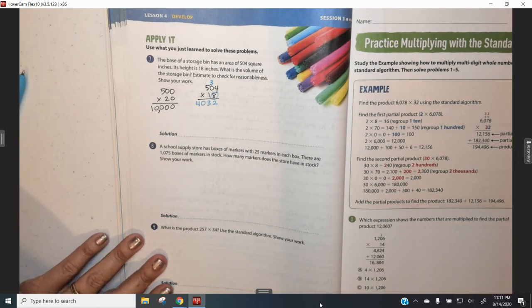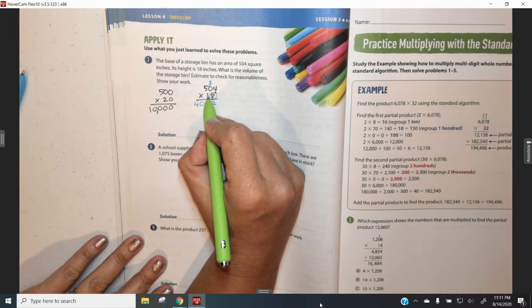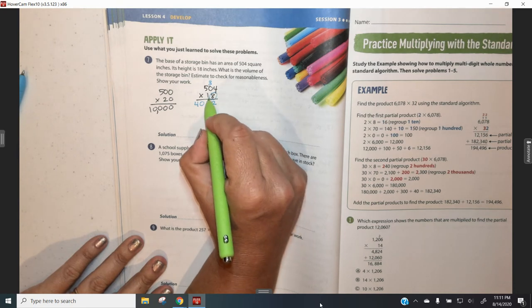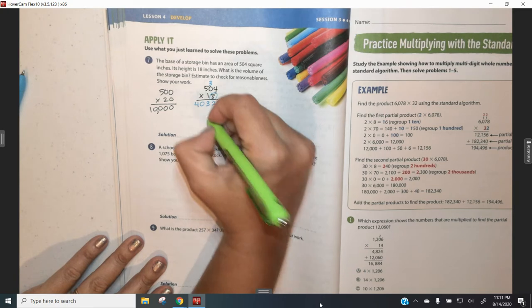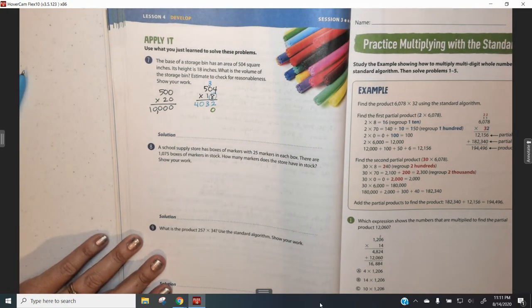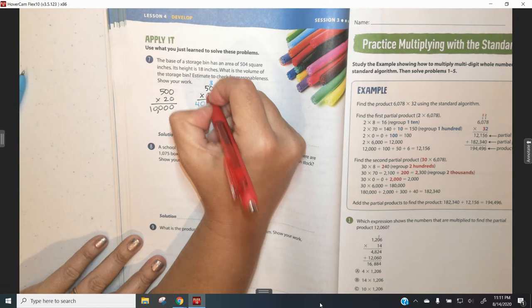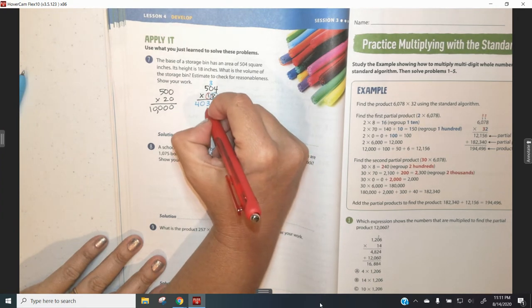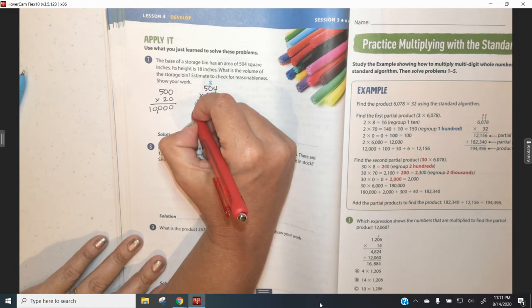Next, we're going to remember to add our placeholder 0 because we're not multiplying 1 times 4, 1 times 0, and 1 times 5. We're multiplying 10 times 4, 10 times 0, and 10 times 5. So by putting this placeholder 0, that makes it so that we are showing that we're working in the tens place and not in the ones place. So then we're going to do 1 times 4, 4, 1 times 0, 0, 1 times 5, 5.